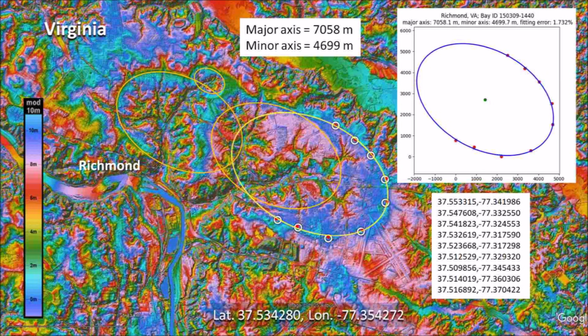Selecting points along the perimeter of a bay and fitting the points with an ellipse by the least squares method provides some really colossal dimensions. The ellipse has a fitting error of 1.7%, which is a very good fit. This ellipse has a major axis of 7,058 meters and a minor axis of 4,699 meters. This Carolina Bay has a length of about 4.4 miles.